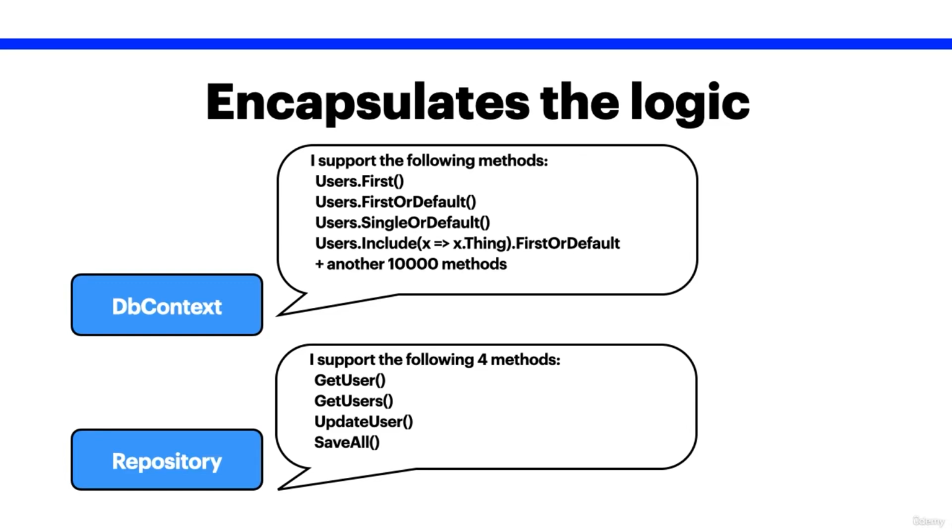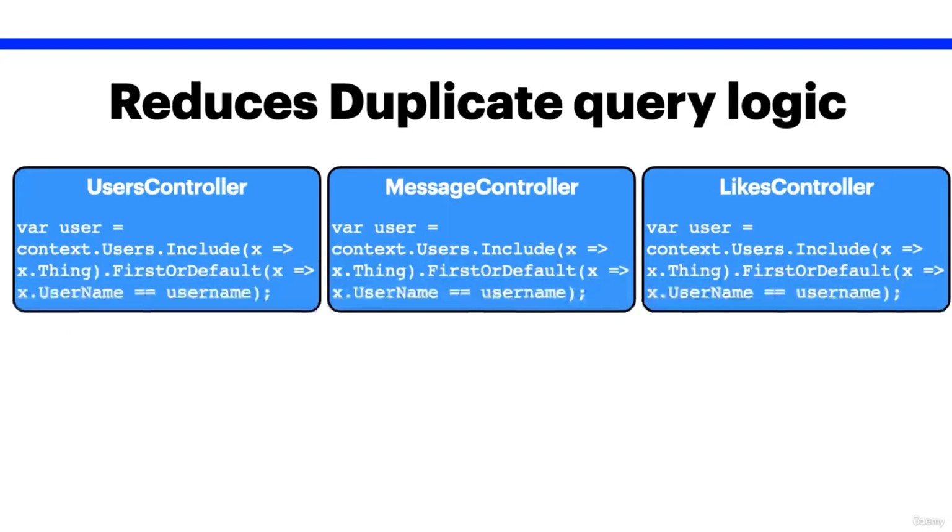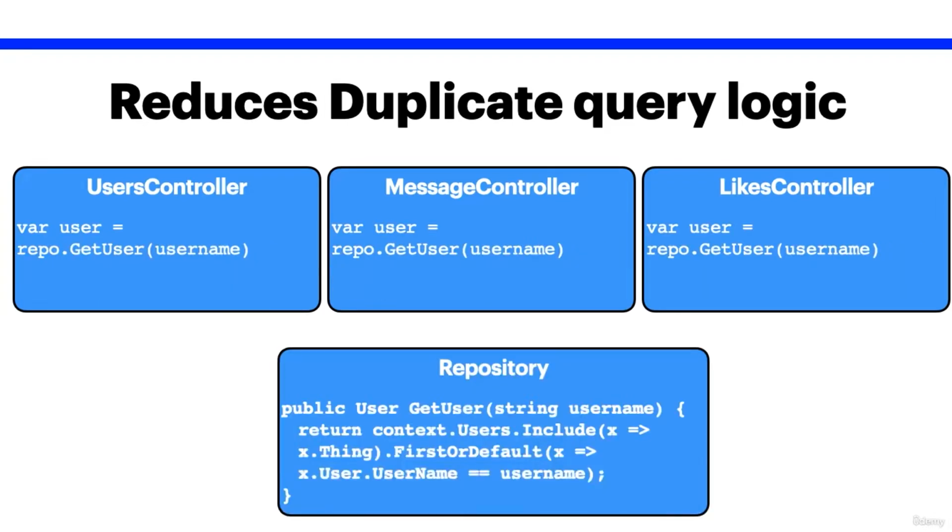It encapsulates the logic. Another good reason for using the repository pattern is to reduce duplicate query logic. So if we had a method in our users controller to get a user and included some related data, but we also needed that same logic in our message controller, and we also needed it in another controller as well, we would end up writing the same queries over and over again. If we use the repository, then we can create the logic in one place, and then we can simply execute the methods from the repository in our different controllers.